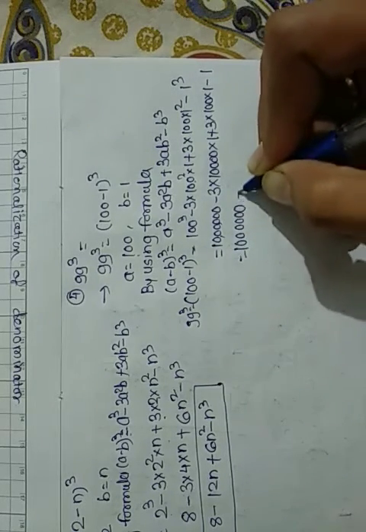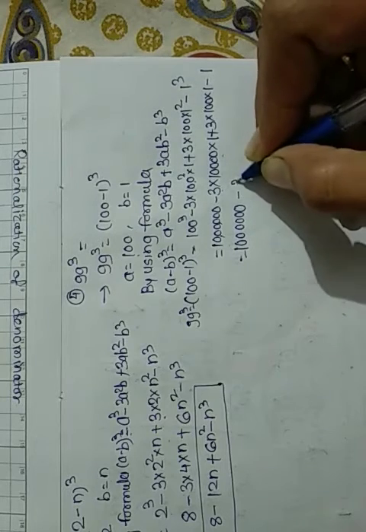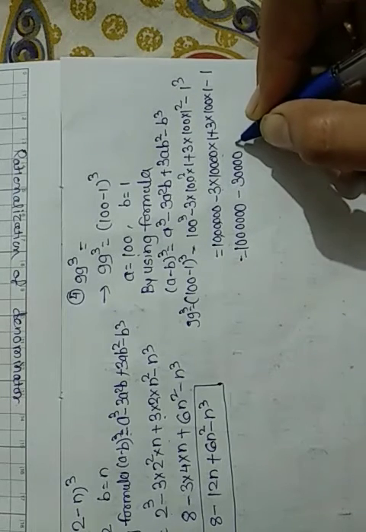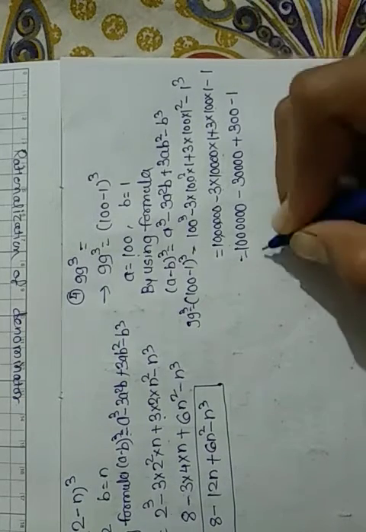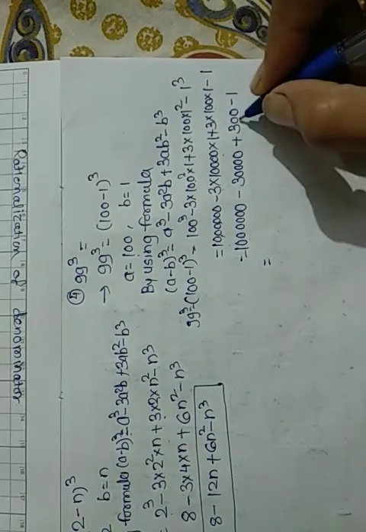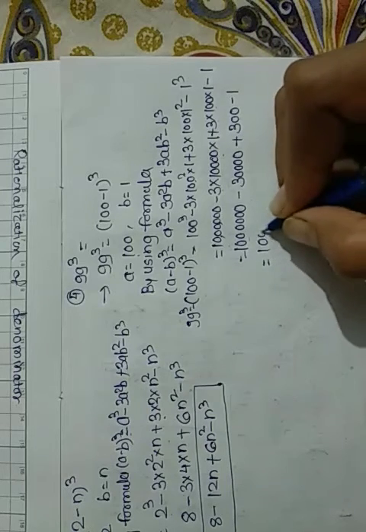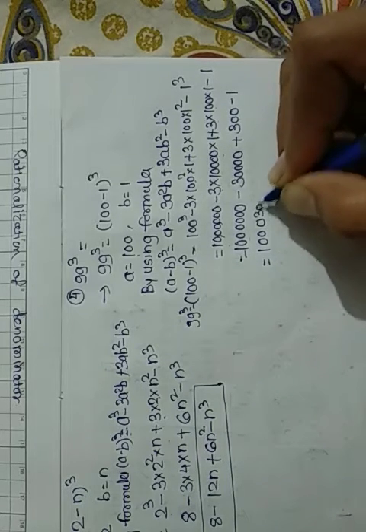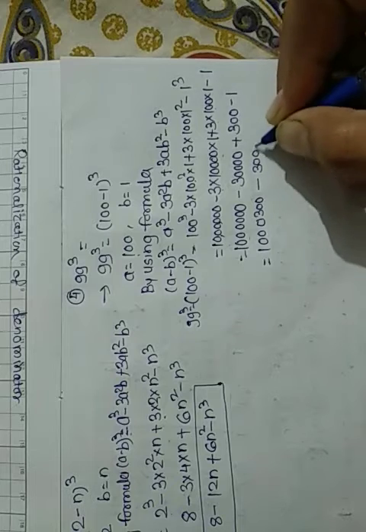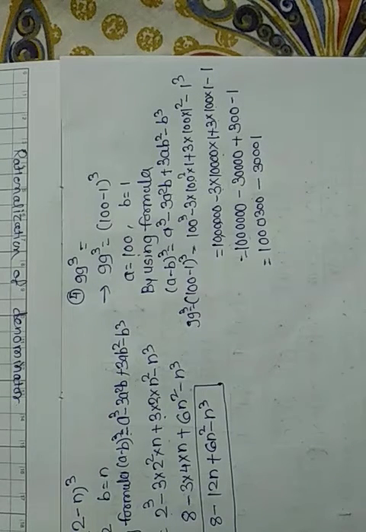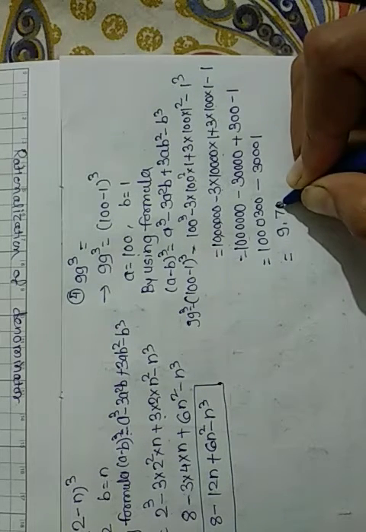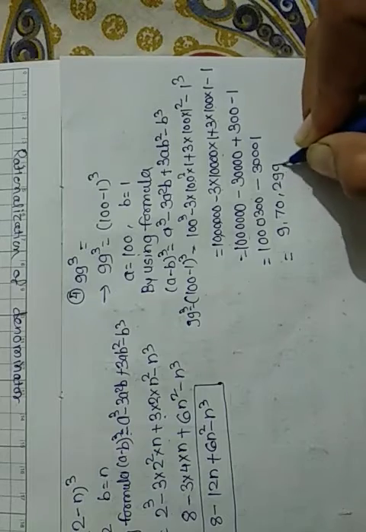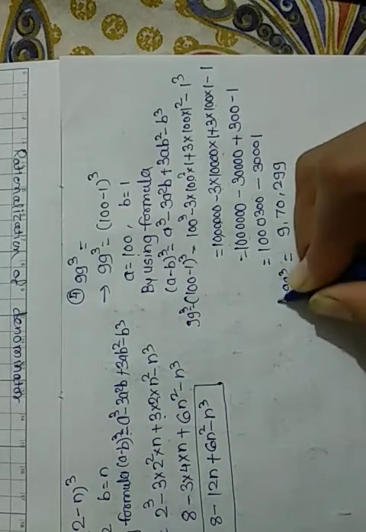This is the 10 lakh minus 3 into 10,000 into 1, that is 30,000, plus 3 into 100 into 1, that is 300, minus 1. First add the addition terms, and then subtract, means 10 lakh 300 minus 30,001. So the answer is 9,70,299. This is the cube of 99.